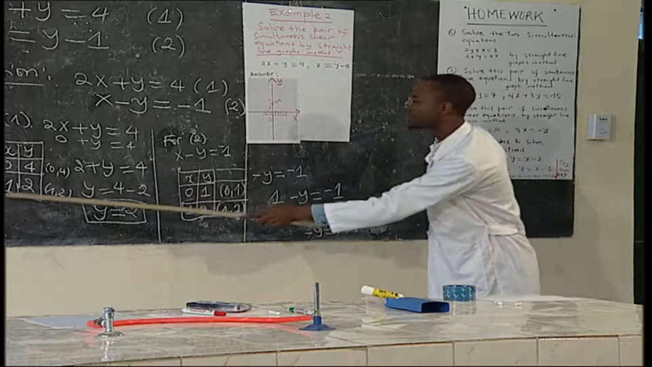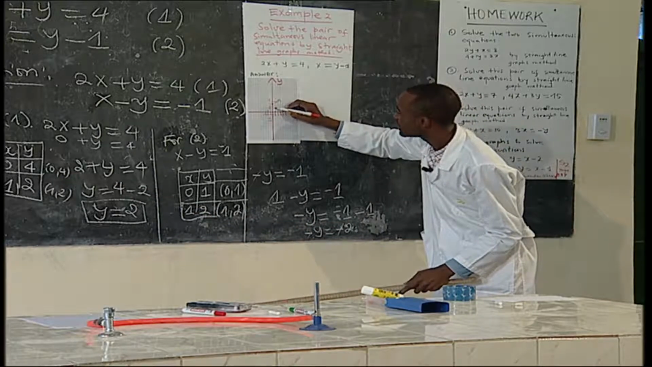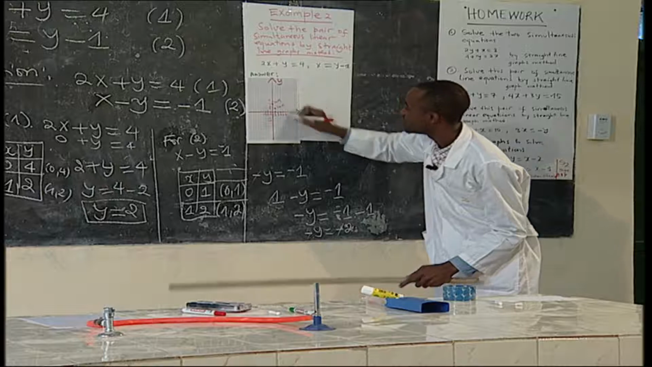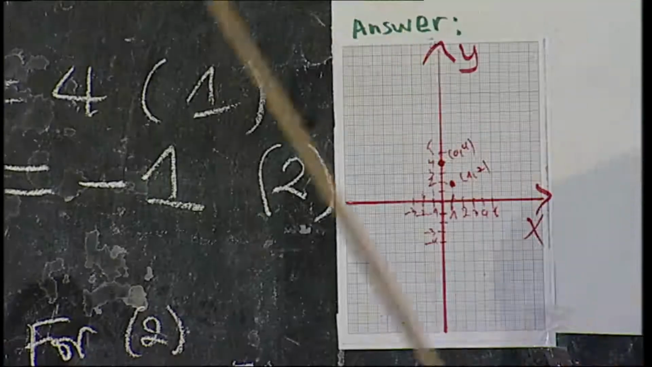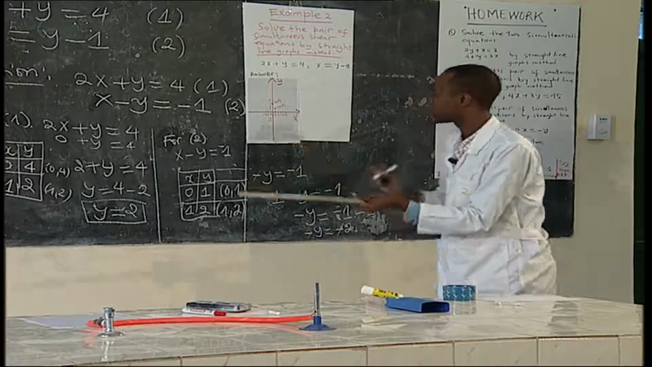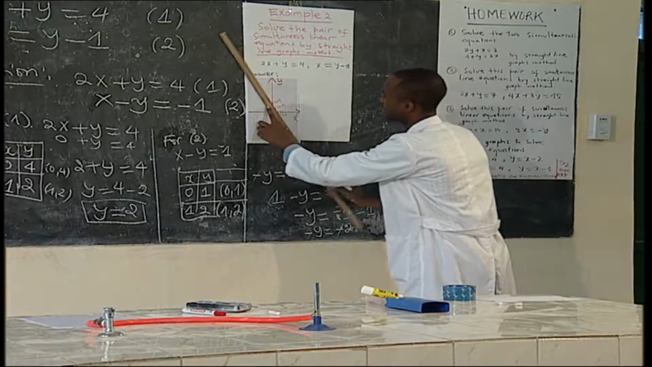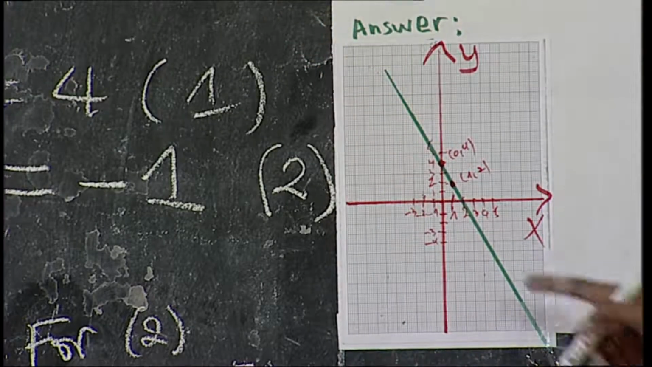We have another point. It is 1 and 2. It's here. This is for line number 1. Let's draw it by using a different color. Let's use the green color. This is the green color. You see? Our line number 1.